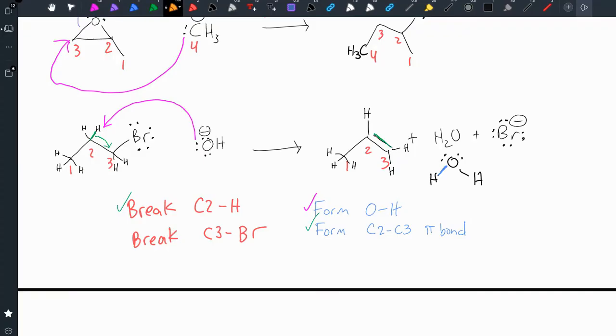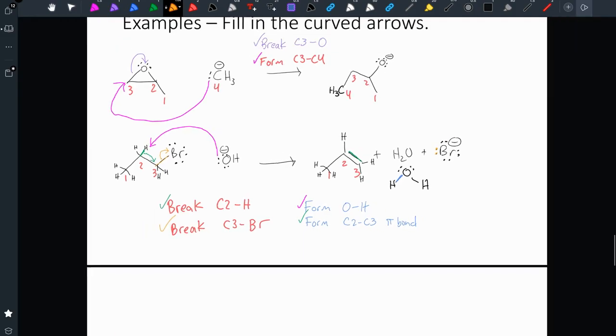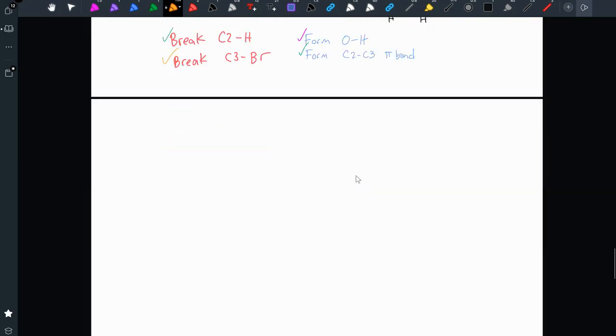And then my last move is I have to break the carbon 3 to bromine bond. Well, I can do that by turning this bond into a lone pair on bromine. That's what gives bromine its negative formal charge. So I'm moving that pair onto bromine. So I now have accomplished all of my objectives. So that's an example of how you can be given reactants and products and come up with curved arrows. On the Skill Builder, you'll get lots of practice with this, but please let me know what questions come up for you.